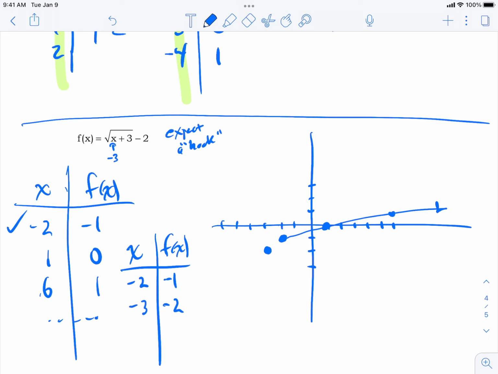And notice I can't go any less than that, because if I go any less than that, all of a sudden, if I put a negative 4 here, I'm taking the square root of a negative. It's unreal. So that's how you know you found the end, is because you took the square root of 0. I might even write that down as a little tip. Square root of 0 is the beginning of the graph.